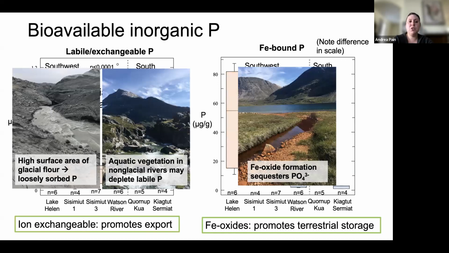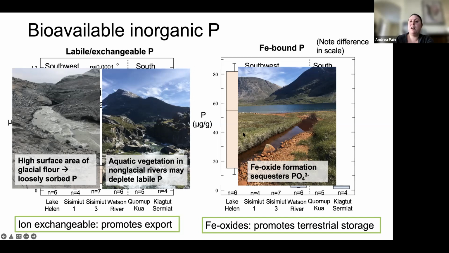So some of the explanations for these trends could be that the labile exchangeable phosphorus is present on these, the high amount of glacial flour present in these proglacial streams could have a higher capacity to absorb phosphorus in these loosely exchangeable, loosely sorbed forms. Another hypothesis would be that the aquatic vegetation in non-glacial rivers could deplete this reservoir.